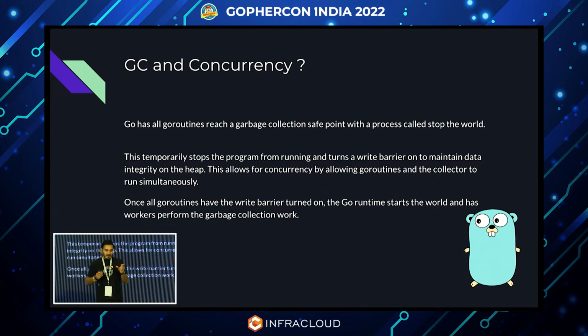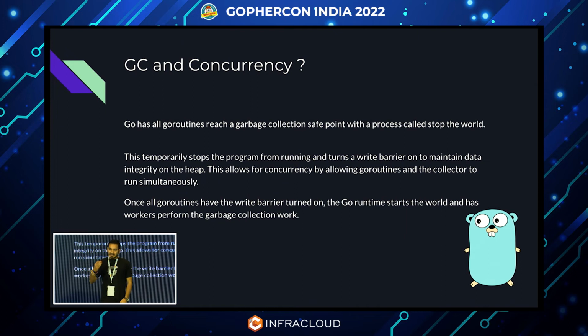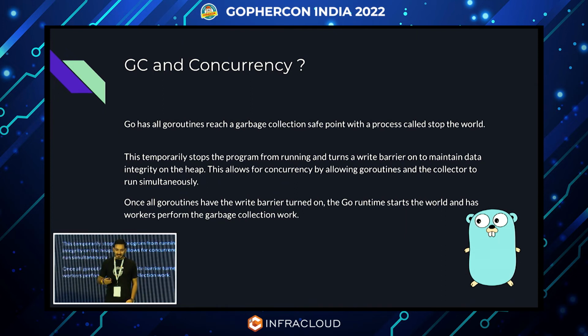So that's the point of the write barrier. It tries to maintain the data integrity. So basically, the data points that are in use should not be swept. That's the point of the write barrier, and that's how Go achieves the concurrency.